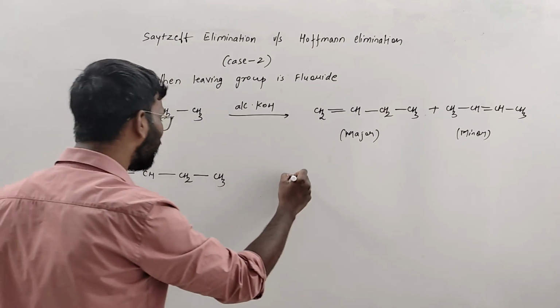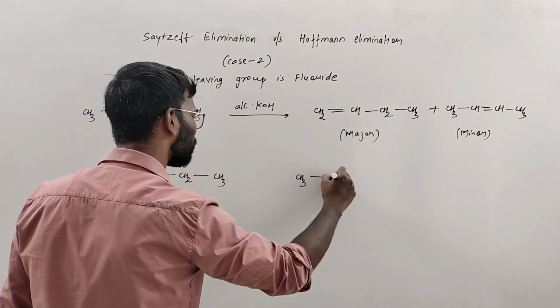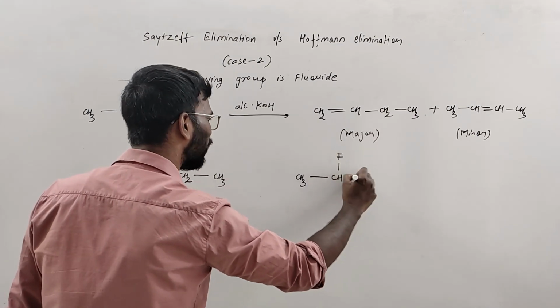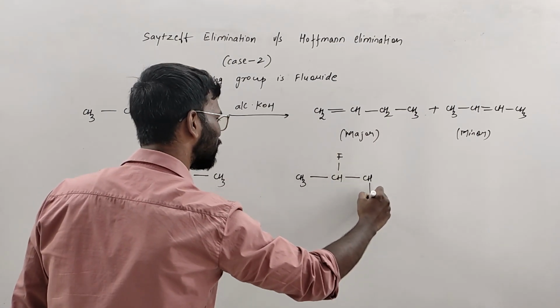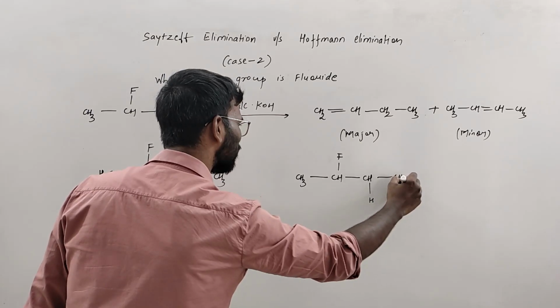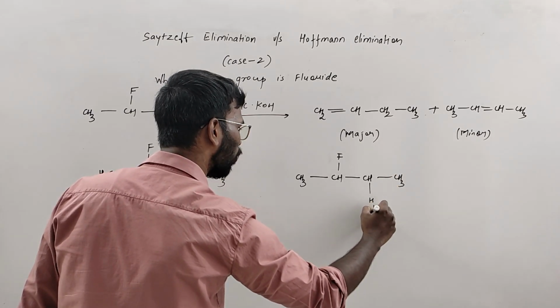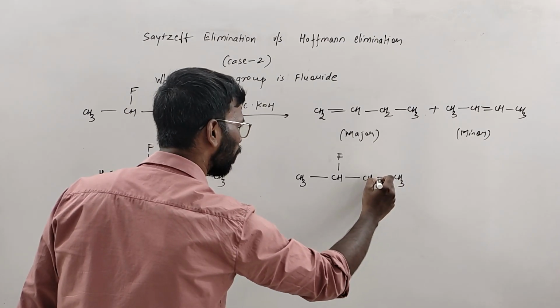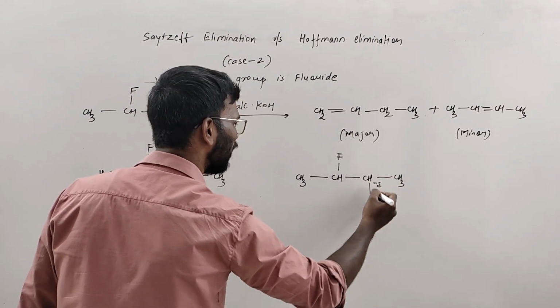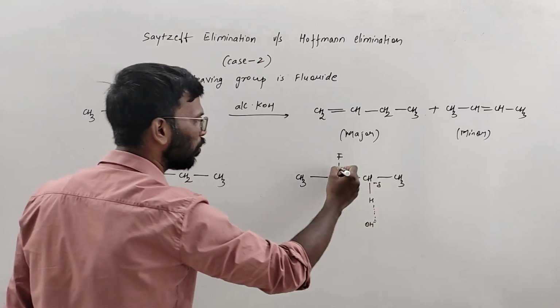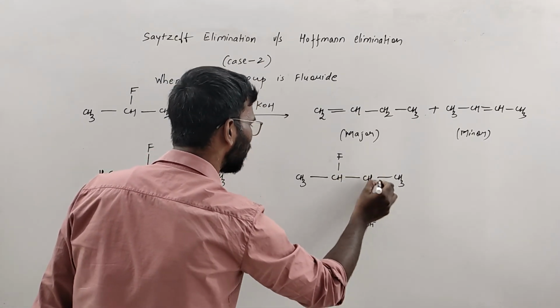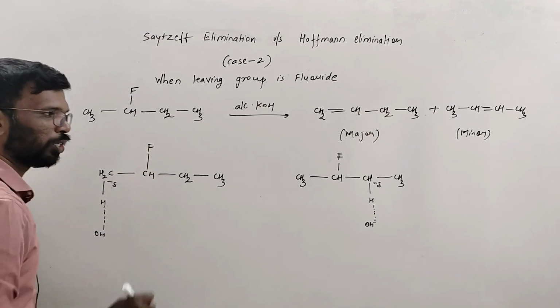What is the other possibility? The other possibility is this. This is fluorine, this is CH, and this is a hydrogen, this is CH3, and this is my OH minus, which is slightly forming a new bond, and it is going to develop a partial negative charge because this will be going as an H plus, no? So here there is a partial negative charge, and here also there is a partial negative charge.